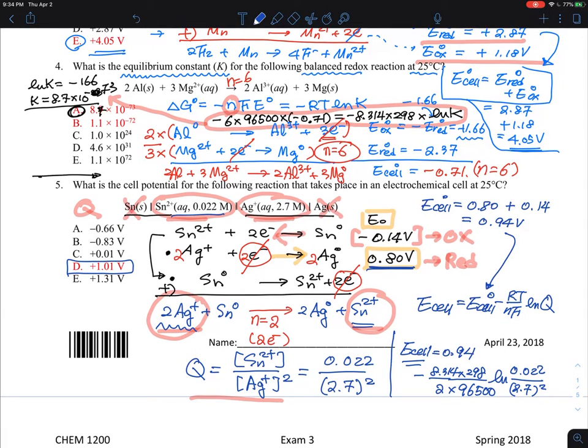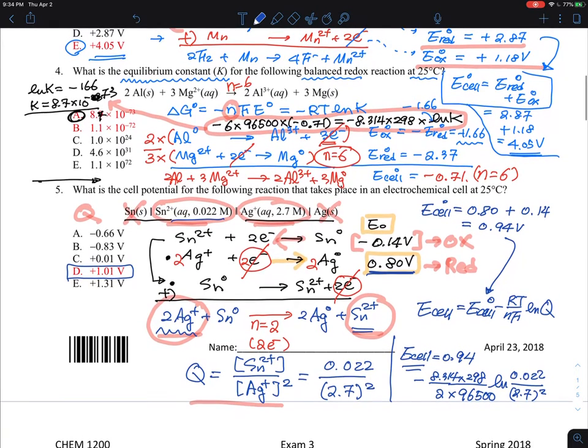Although we are in a very hasty time, I wanted to mention something that I repeated saying before. You look at this equation, right? Although I multiply this reaction by 2, I didn't multiply this voltage by 2. I just use the value as it is.